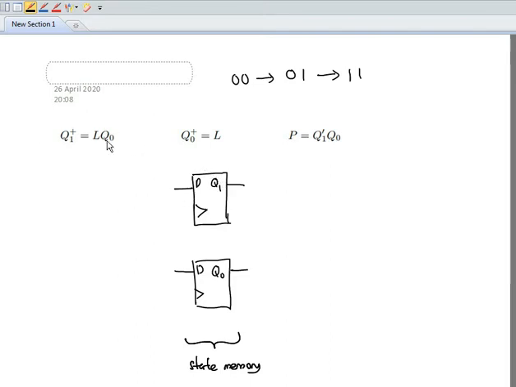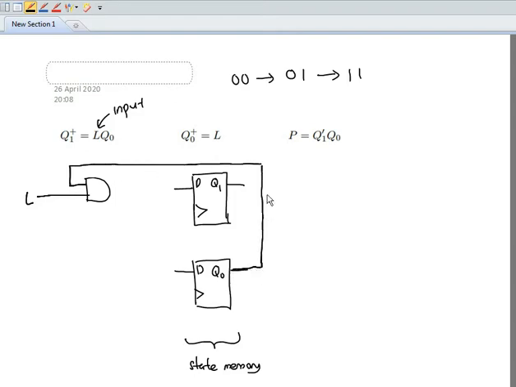Remember Q1 equals L·Q0, and Q0+ equals L. L is your input. So let's draw an L here. Q1 equals L·Q0, so draw an AND gate and put L through the AND gate. The other input of the AND gate comes from your Q0, so connect it like that.